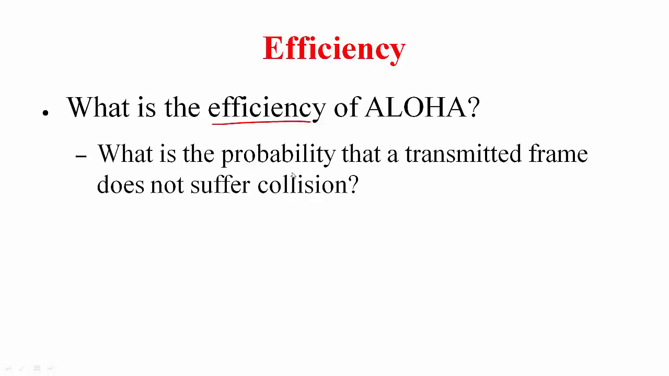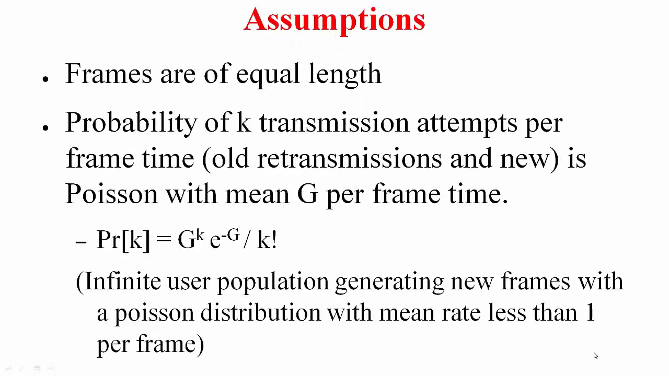So if this probability is high, in other words, the chances of success are very high, then that protocol is a very good protocol in terms of efficiency. If this is low, then it is not a very efficient protocol because packets keep on suffering collisions with high probability.